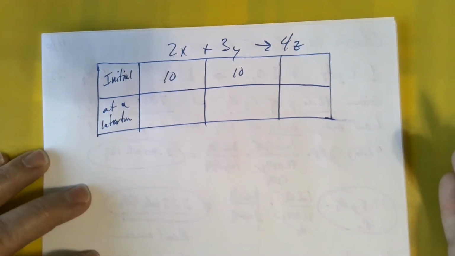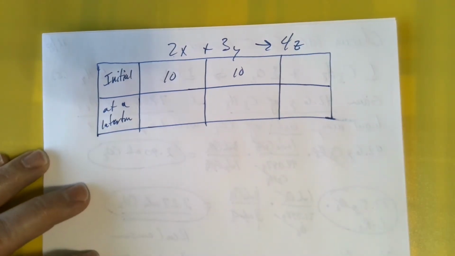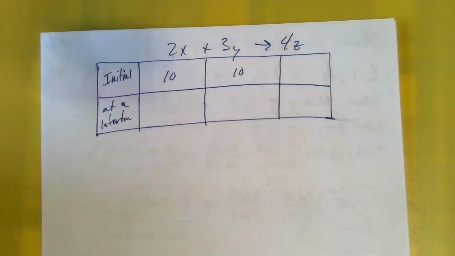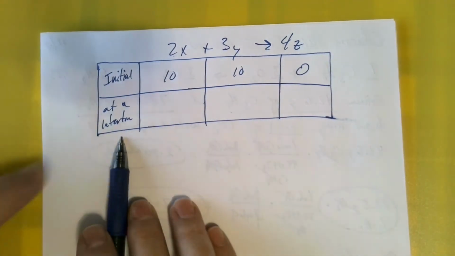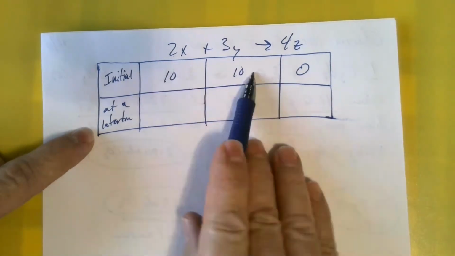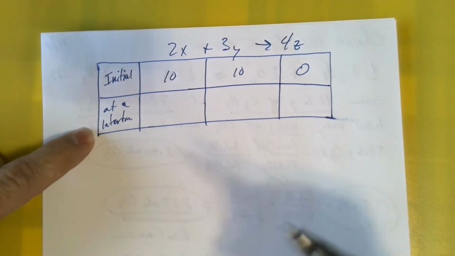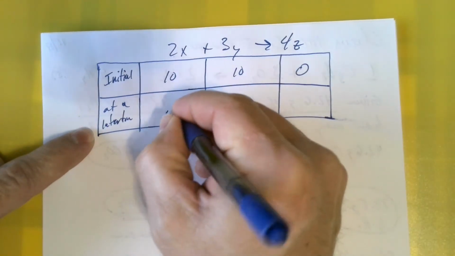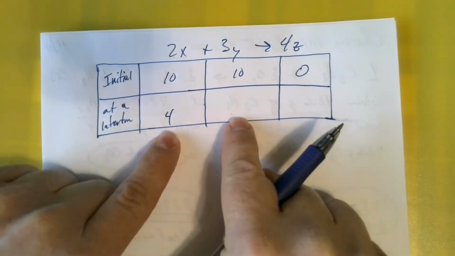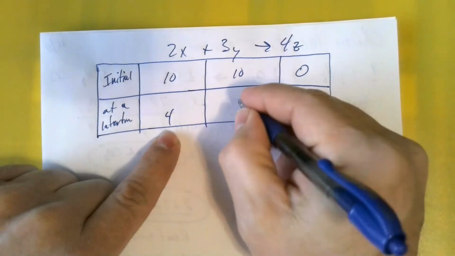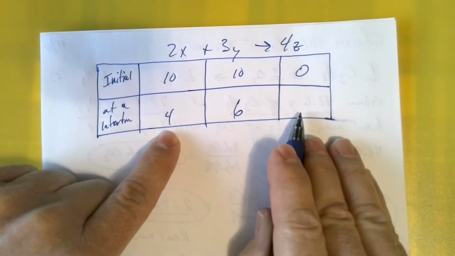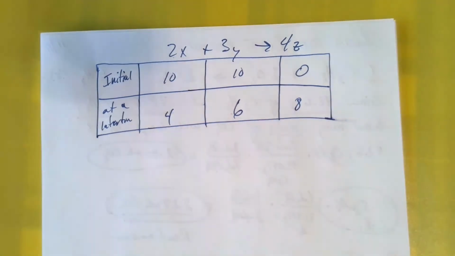Well, go back to my bologna sandwich analogy. When I take the bread and the meat out of the fridge, are there any sandwiches made yet? There isn't any, right? So this is a 0. But at some point, these are going to start to react. So if I've used 4 of these, how many of these have I used? 6. How many of these have I gotten out now? 8. Right? Let's say I let more time go.